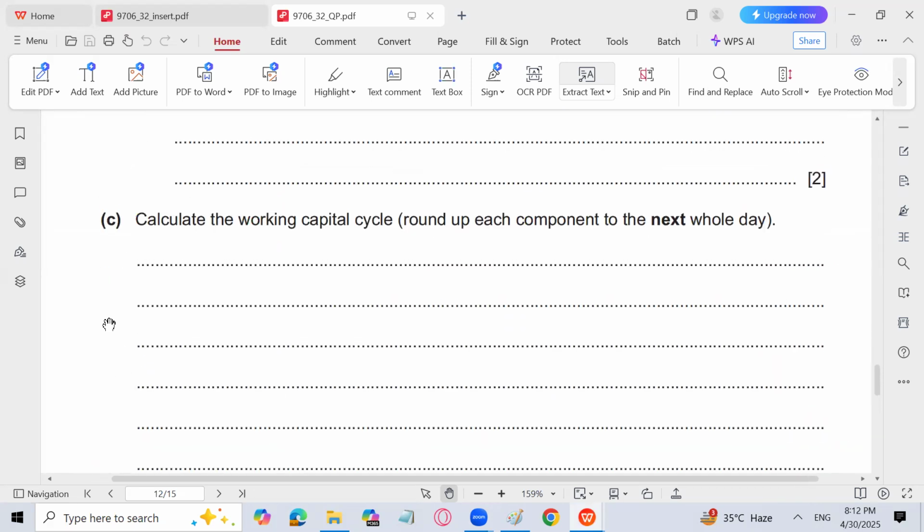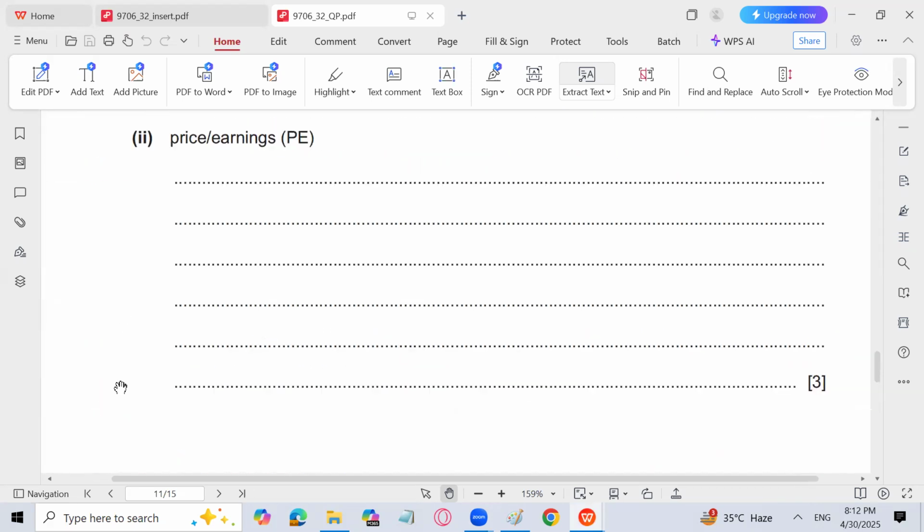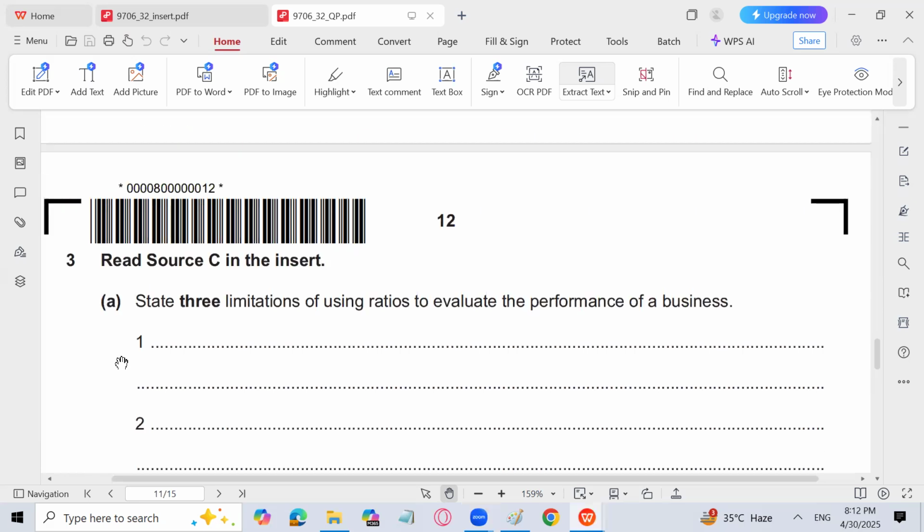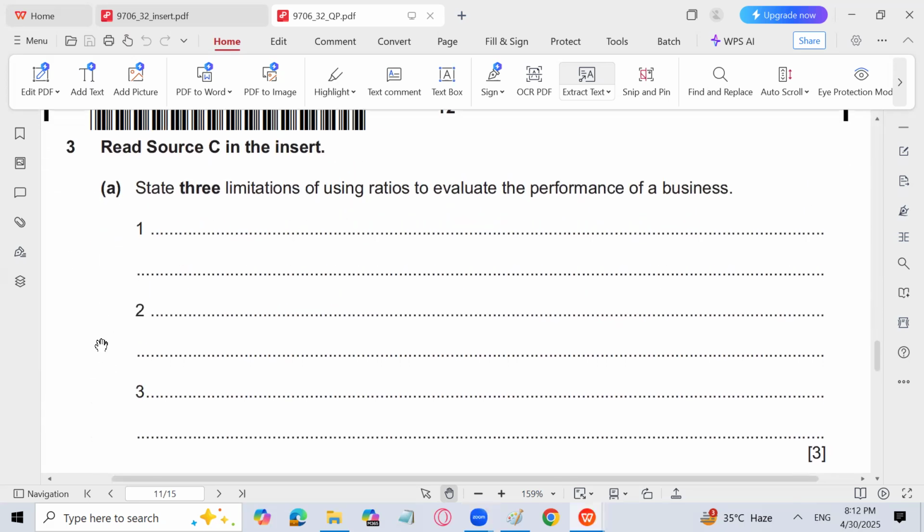And this is the last question of paper 3. First is basically from cash flow, then business purchase, and then we have a question of ratios. So let's start it. State 3 limitations of using ratios to evaluate the performance of a business.